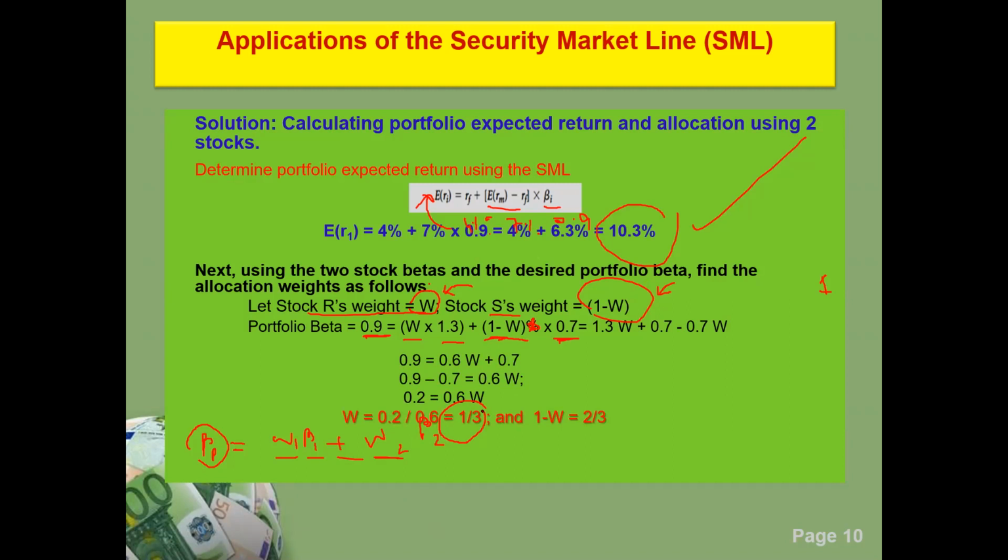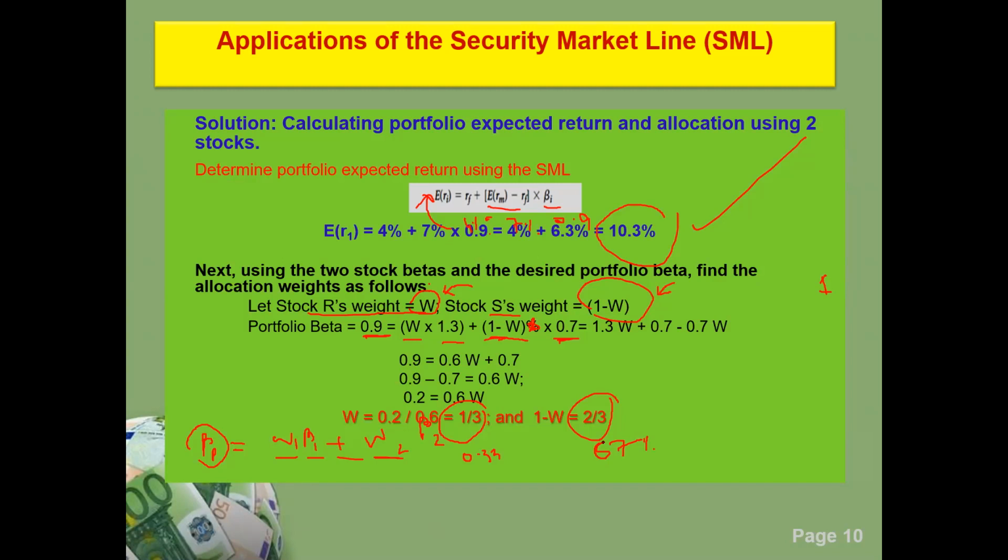If W is 1/3, then 1 minus W will be 2/3. Or in simple words, 0.33 or 33%, and 67% if we want to calculate in percentage. So that means he should invest 33% of his money in stock 1 and 67% in stock 2. He should invest 33% in R and 67% in S.